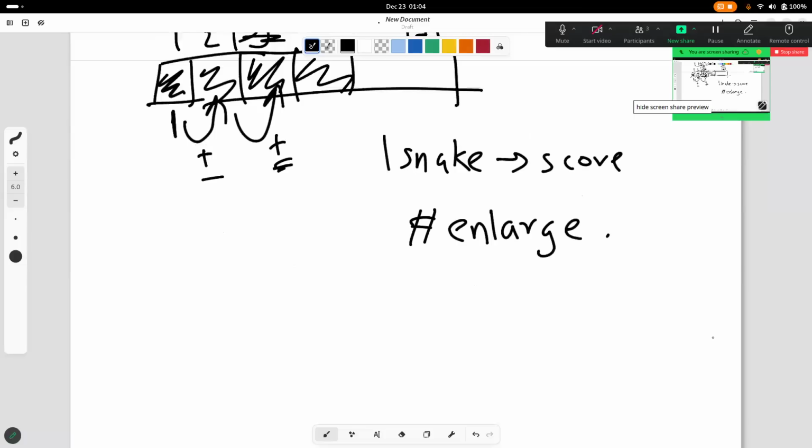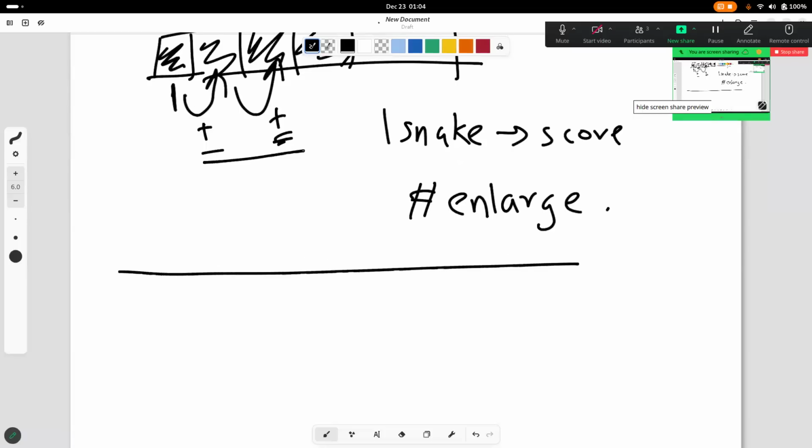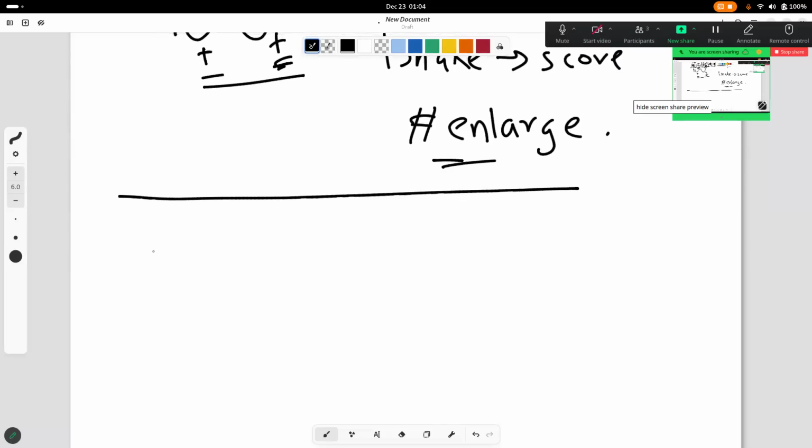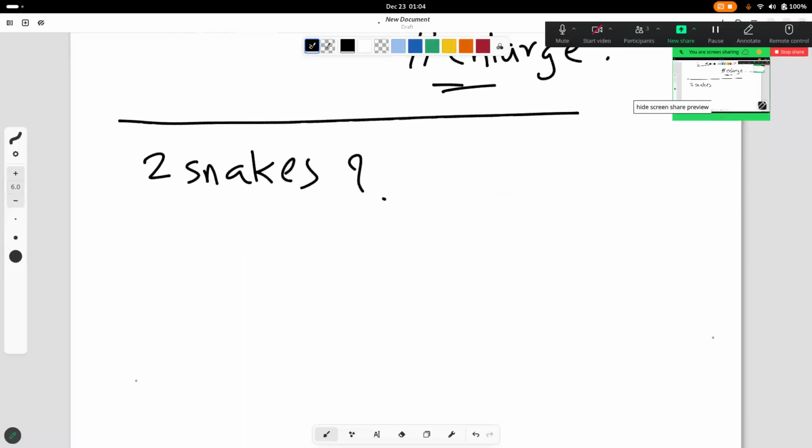So that was the case of one snake. So that's fairly simple. If you had just one snake, you place it at 1 and count the number of enlarge operations, and that would be your score. Now let's try something that's a bit more complicated. What happens when you have two snakes?